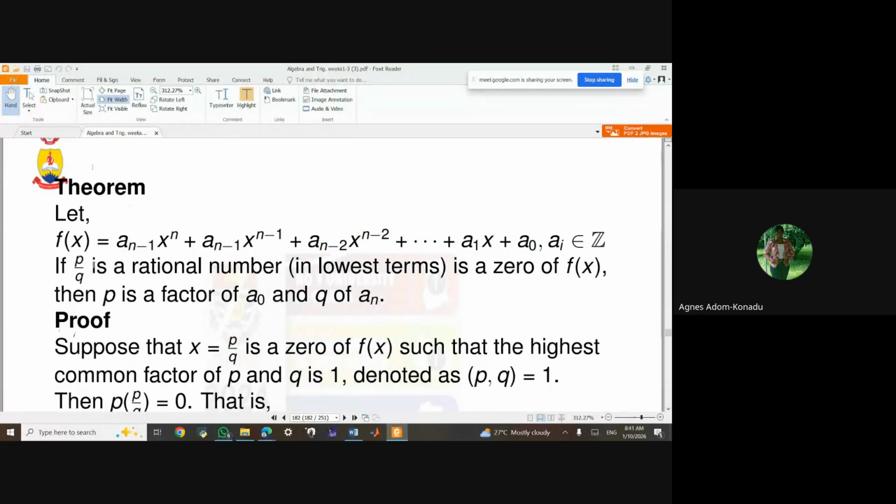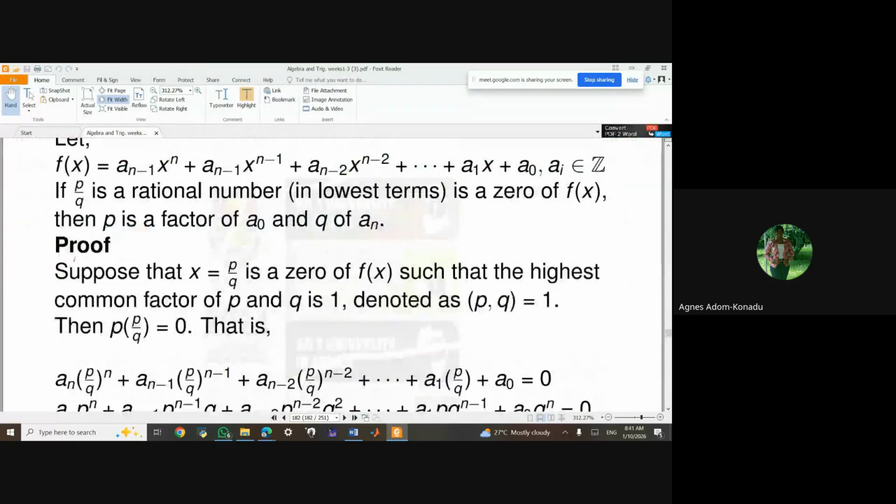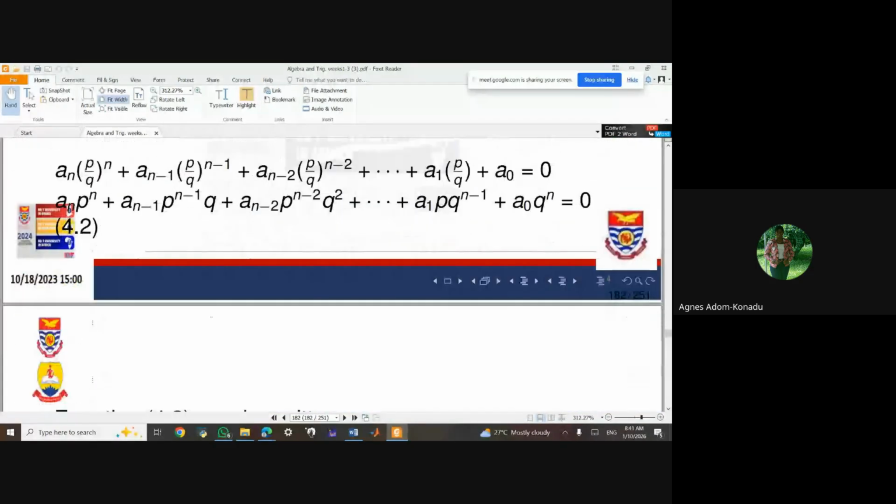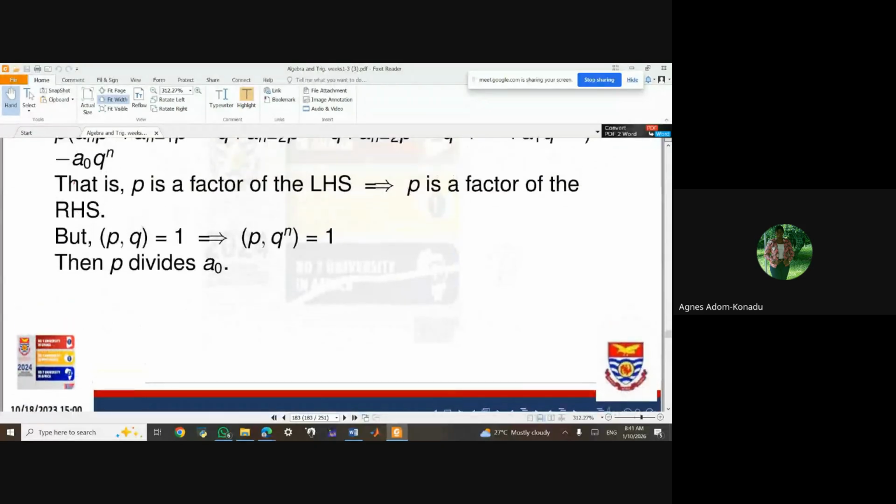Then you substitute them into this, and you see that some of them are factors of the polynomial function. They are factors of the polynomial function, and we call this the rational zero theorem. So the proof is here. I will skip this. You can take your time.